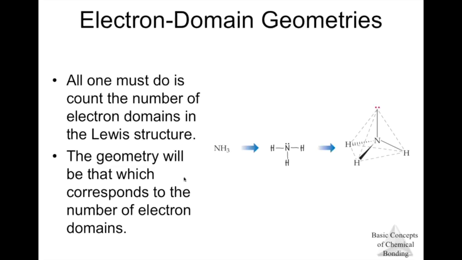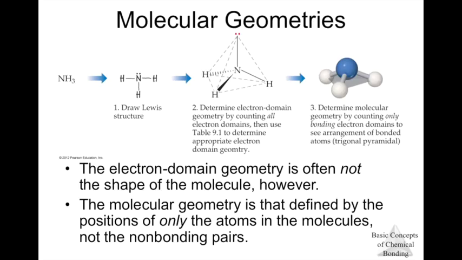So if we're looking at NH3, this is how we would draw it. 1, 2, 3, these guys are another electron domain, so you have 4 electron domains. And so it would have a tetrahedral electron domain geometry. But this electron domain geometry is not always the shape of the molecule.